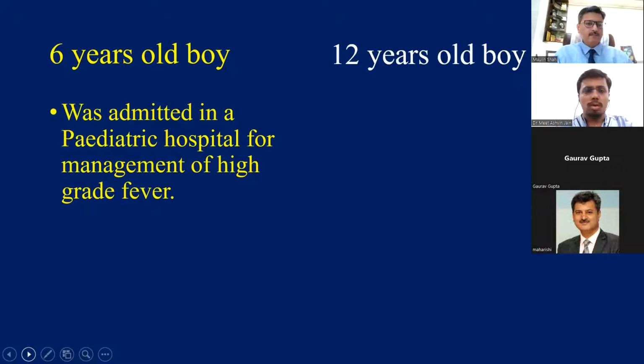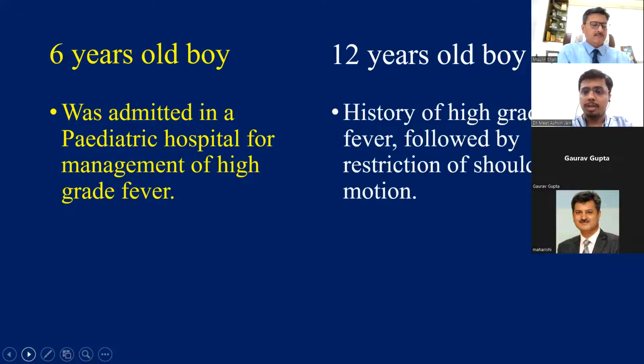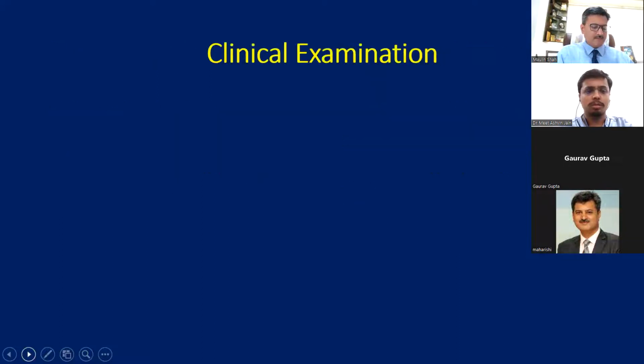So I would like to call the 6-year-old boy case A, and the 12-year-old boy case B. Patient A was admitted in a pediatric hospital for management of the high-grade fever. And patient B had a history of high-grade fever, which was followed by the restriction of the shoulder motion.